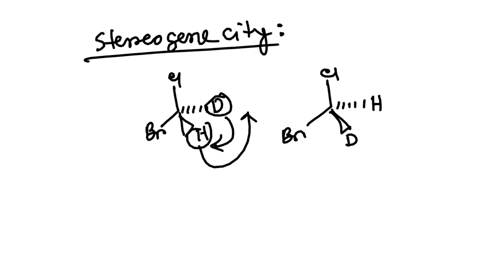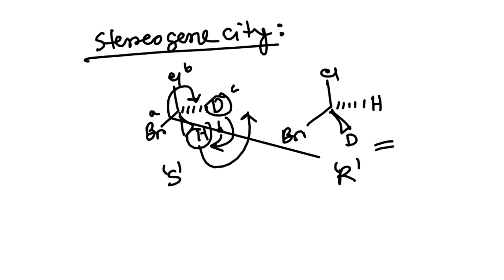So if we do the configuration, this is A, this is B, this is C, this is D, and now this is A, B, C. This is moving clockwise, but hydrogen is towards us. It is clockwise, and that means the configuration will be S, right? The configuration will be S, and for this one, the configuration will be for sure R.